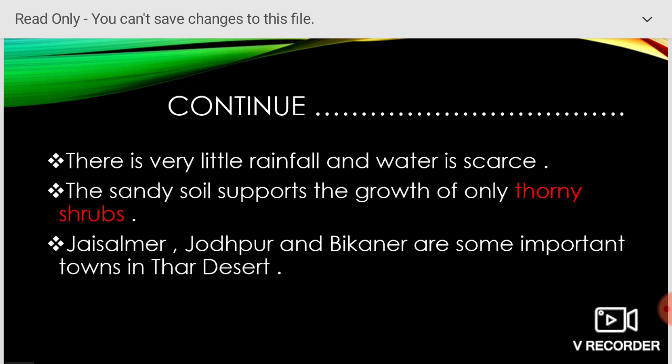There is very little rainfall and water is scarce. The sandy soil supports the growth of only thorny shrubs. Jaisalmer, Jodhpur and Bikaner are some important towns in the Thar Desert.